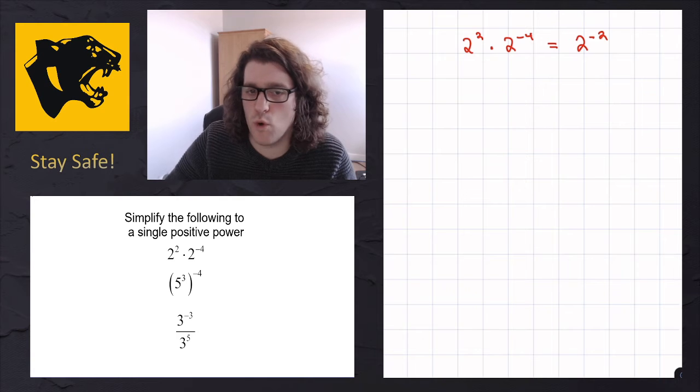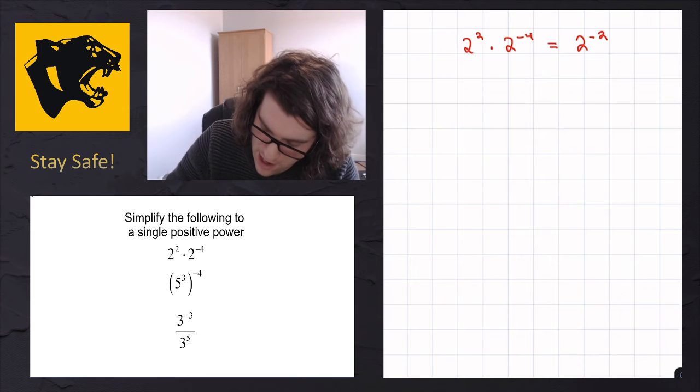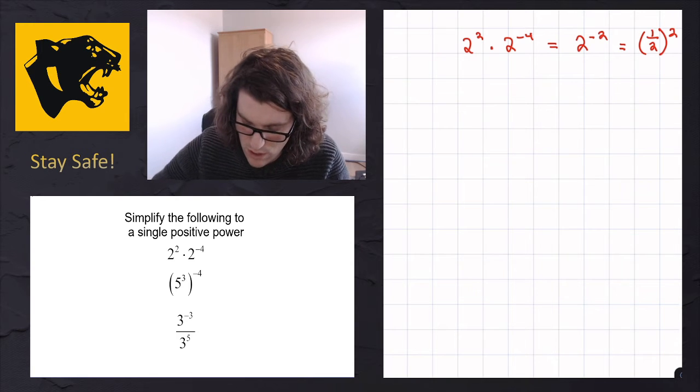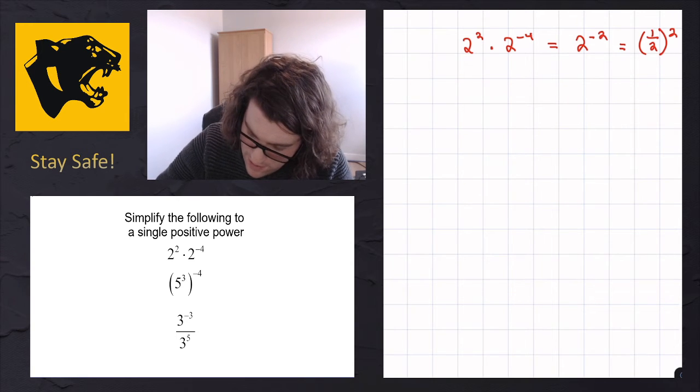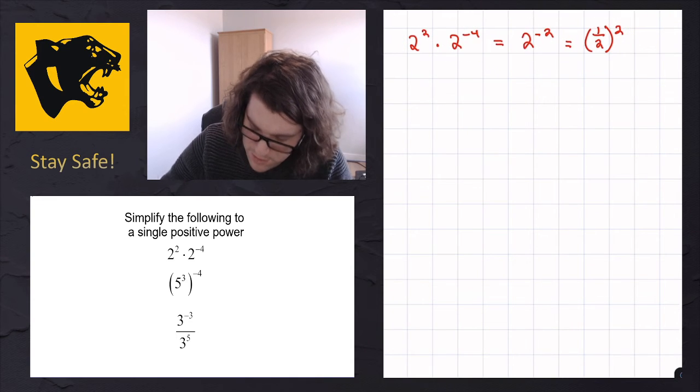If I was required, which the instructions this time do say, to express it as a single positive power, I have to go a little bit further and say that that's the same thing as 2 over 1, which means I can write the reciprocal as 1 over 2, now to the positive 2 power. All right, I have that lovely habit of starting way over to the right.